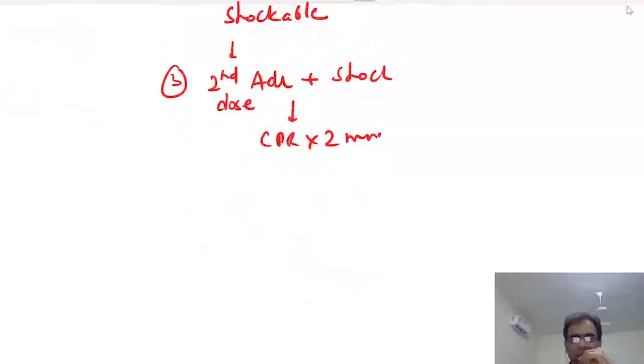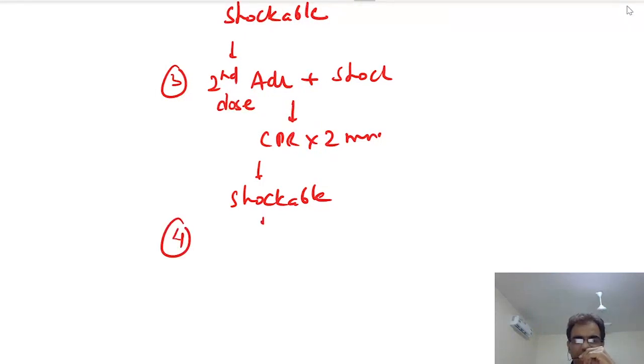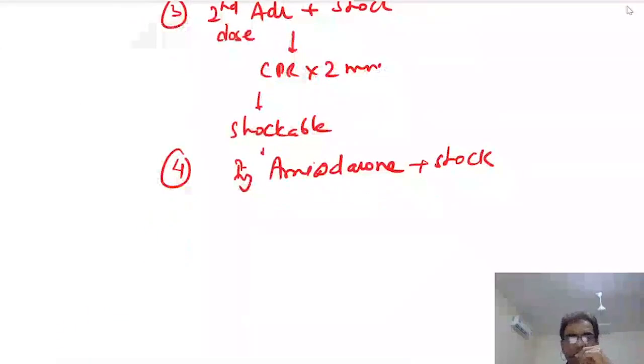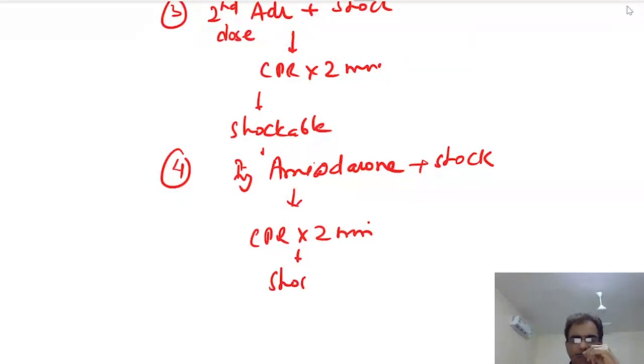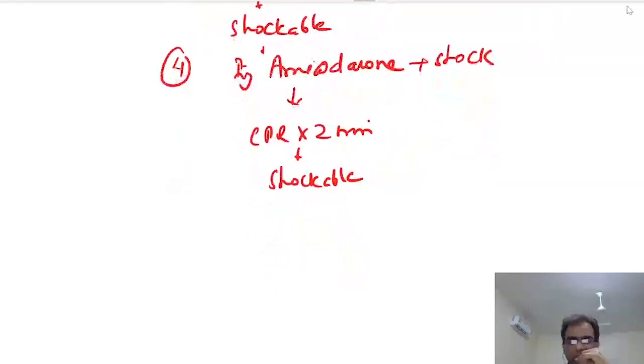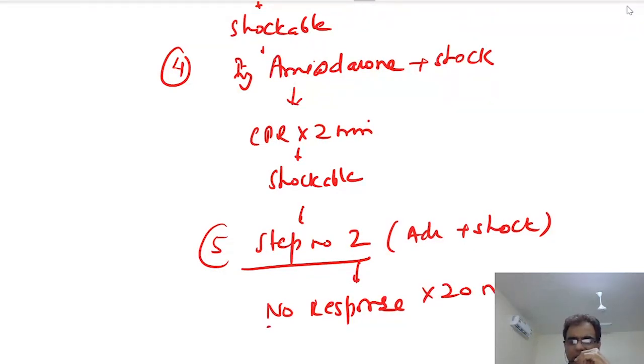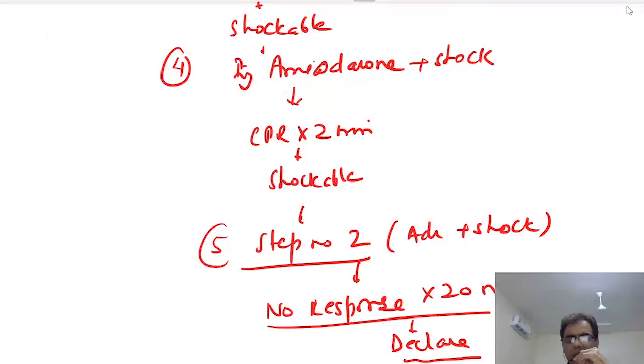Check the rhythm, say the rhythm is still shockable, then your next step would be to inject amiodarone. If amiodarone is not available, then lignocaine, and magnesium sulfate for polymorphic VT. Amiodarone plus shock, and again continue CPR for 2 minutes. If the rhythm is still shockable, then go to step number 2. Step number 2 means adrenaline plus shock, and continue the same sequence. If there is no response for 20 minutes, then you can declare the patient. So this 20 minutes is very important.